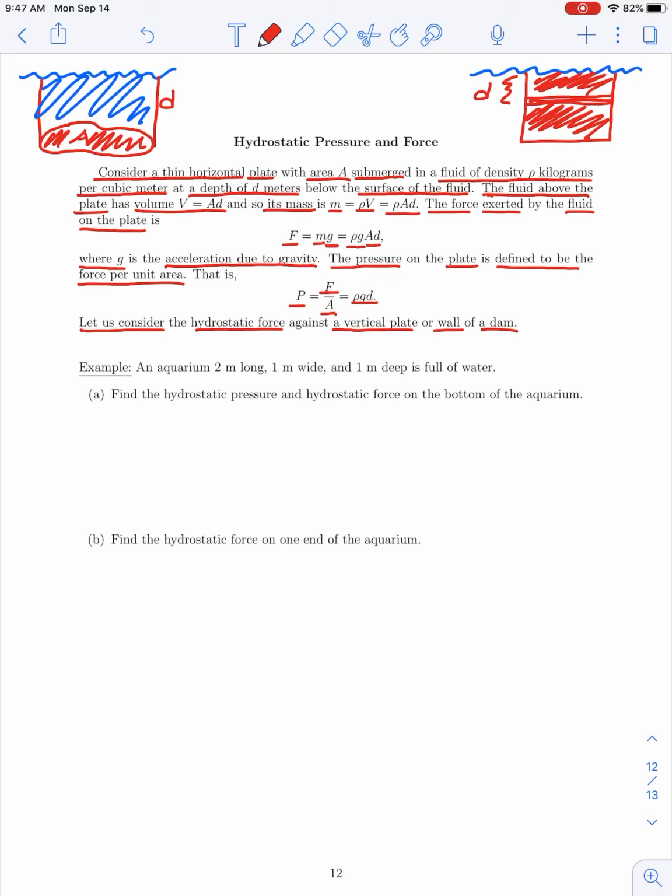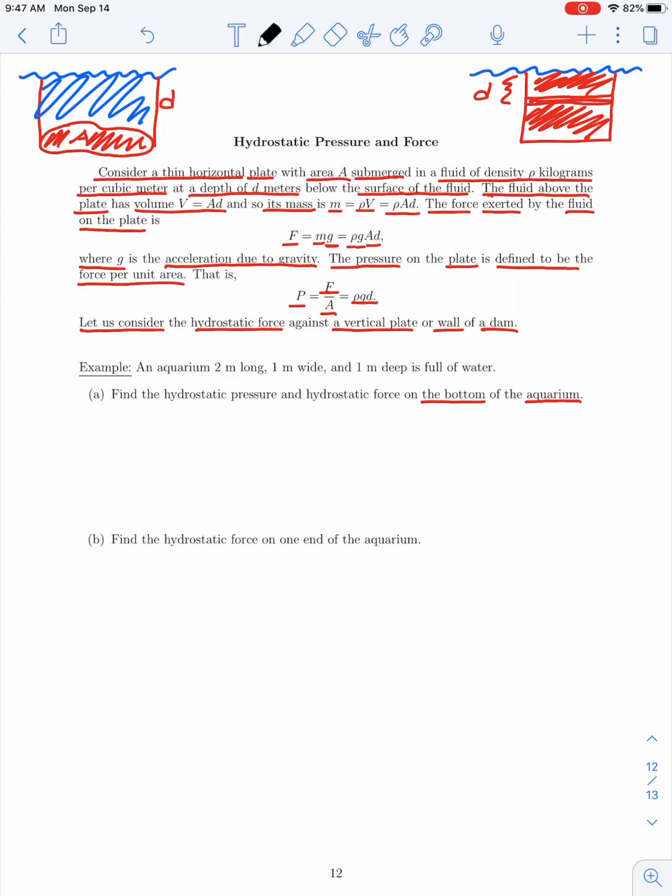In this first problem, we're given an aquarium 2 meters long, 1 meter wide, and 1 meter deep, is full of water. And in part A, we are asked to find the hydrostatic pressure and the hydrostatic force on the bottom of this aquarium. So the bottom of our aquarium we can think of as a plate which is at a fixed depth of 1 meter below the surface of our fluid, since the depth of our aquarium was 1 meter and it's filled with water. So we can use the formulas which we've just derived to calculate that hydrostatic pressure or force.